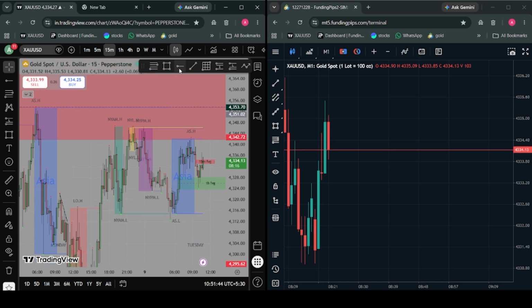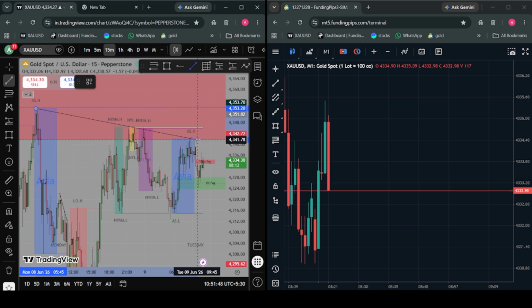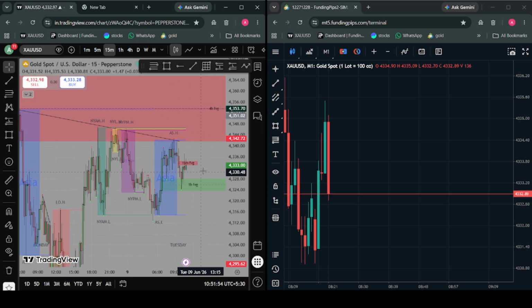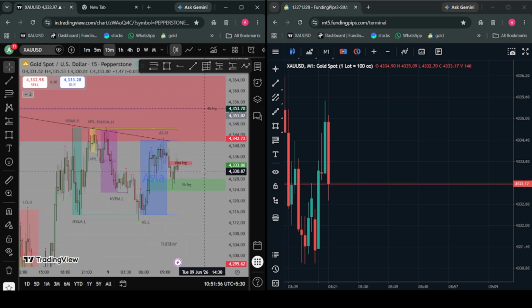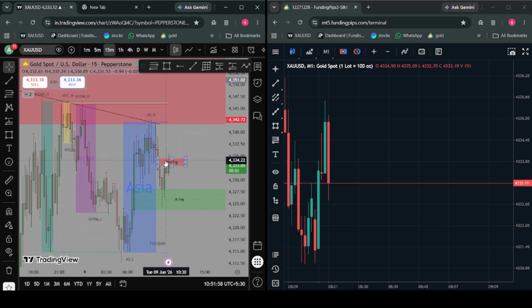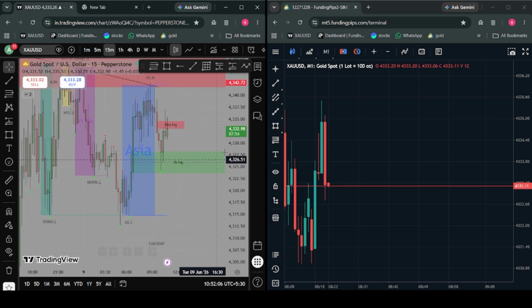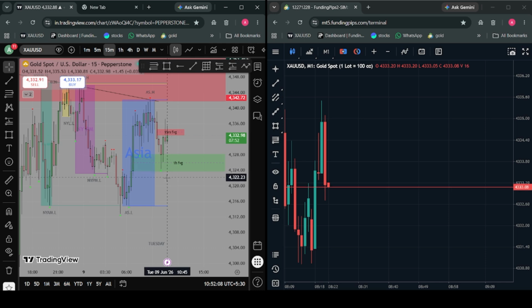So maybe this is what we can target, this whole range. But we have to see how does the price react to this fair value gap. If it gets inversed, then we can play it to the upper side. If we get a good reaction of it, maybe we can expect a second bump into this 15-minute fair value gap right here.